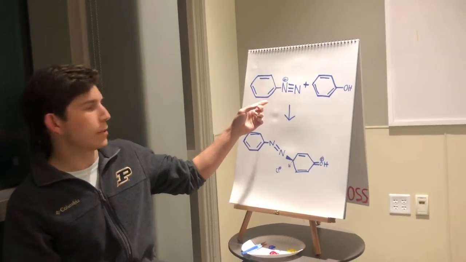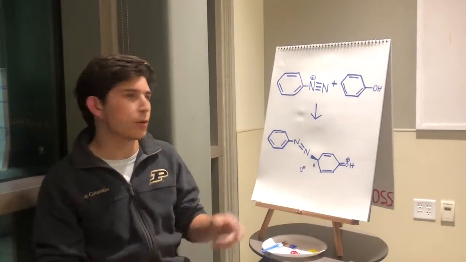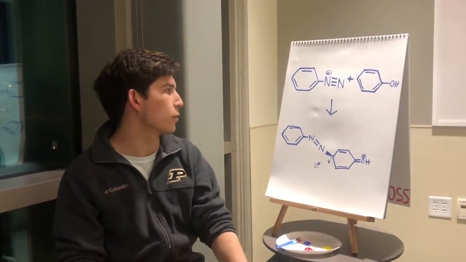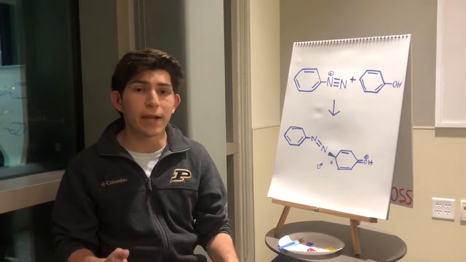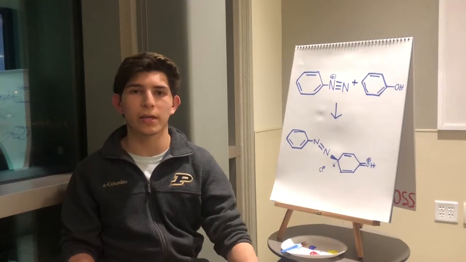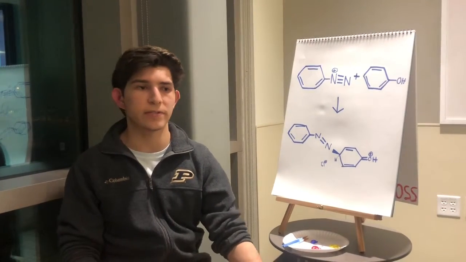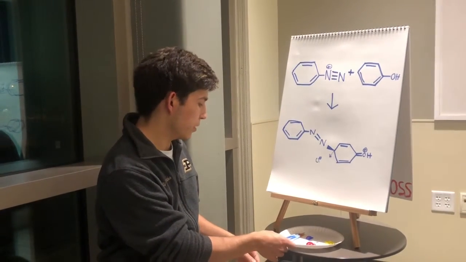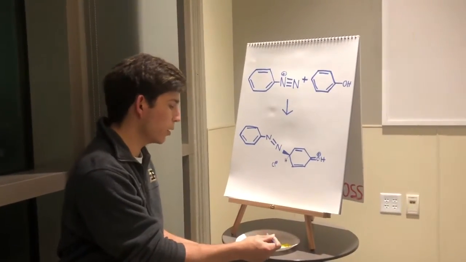So this is the diazonium compound, as you can see by the nitrogen triple bonded to each other with a cation there. And then this is just a phenol ring that we'll be using in this reaction. This reaction is called azo coupling, and it forms an azo dye, which is a typical pigment that you can see in many paints. So I'm going to run you through the arrow pushing here with my lovely red paint.